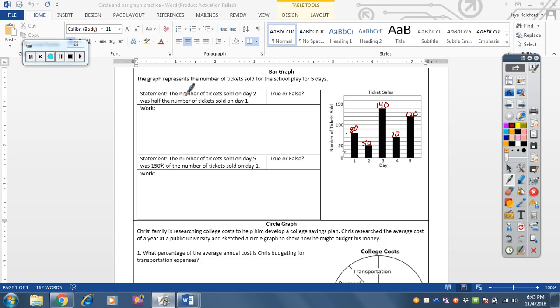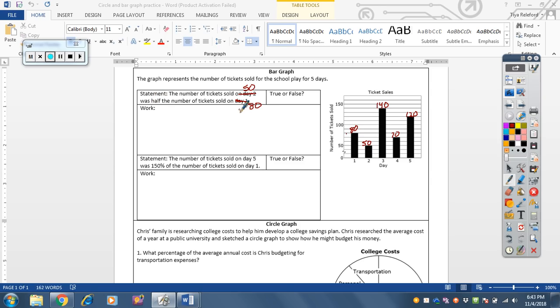Statement, it says the number of tickets sold on day 2 was half the number of tickets sold on day 1. So how many tickets are sold on day 2? 50. So what I do is I mark this out and I write the number 50. The number of tickets sold on day 2 is 50. 50 is half the number of tickets sold on day 1. Day 1 is 80. So then I reread it. The number of tickets sold on day 2, so 50, was half the number of tickets sold on day 1, 80. 50 was half of 80.